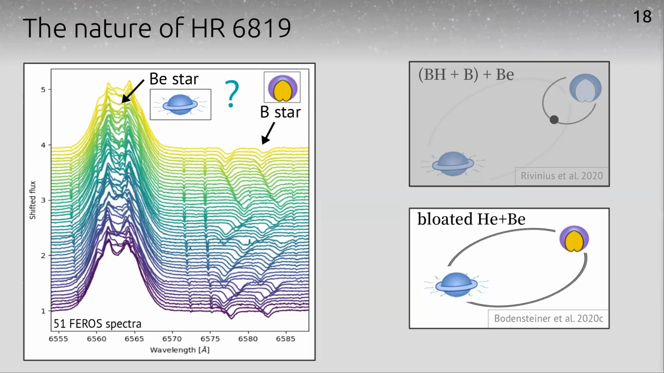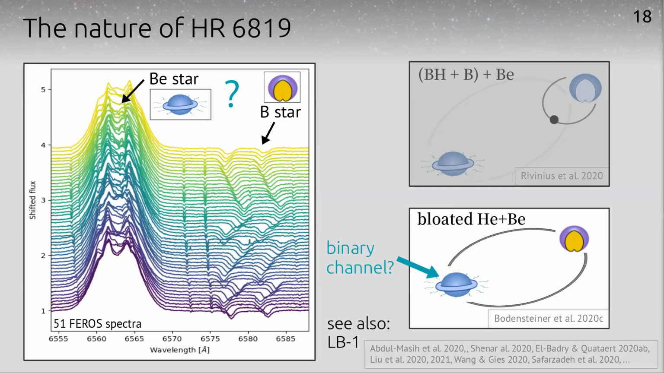So we argue that with this alternative explanation, you don't need a black hole in the system, and you can explain this system actually as the perfect example of the binary channel that forms BE stars, because we argue this is just a system where the B-type star was recently stripped of its envelope, and the BE star is a BE star because it accreted mass, but also angular momentum from its companion. As I said, this is a big question mark.